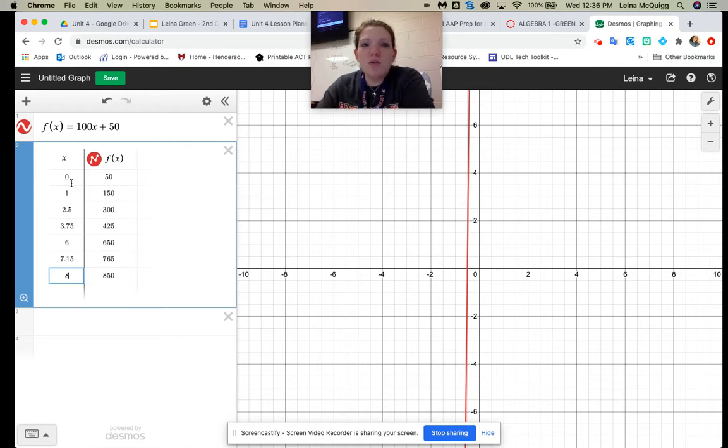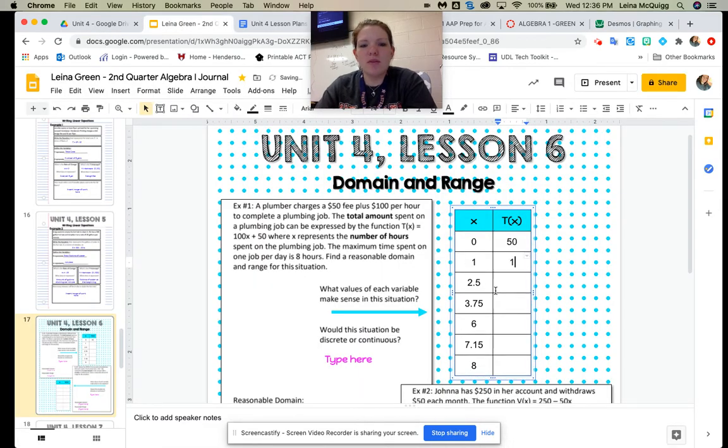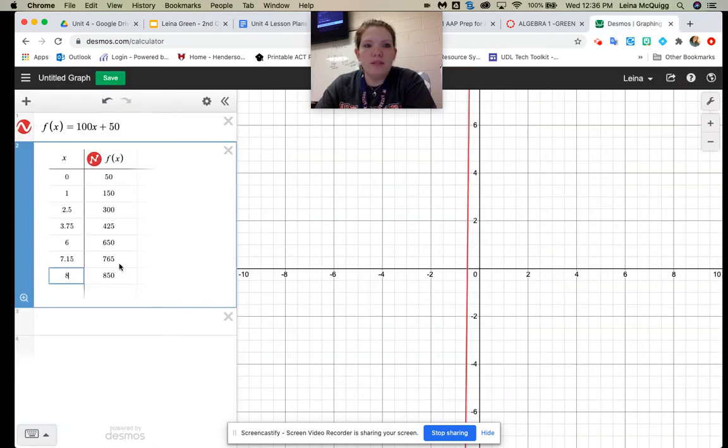So at 0 hours, he's going to make $50. At 1 hour, he makes $150. At 2.5 hours, he makes $300. So I can plug this table in over here. So 150, 300, 425, 650, 765, and 850.